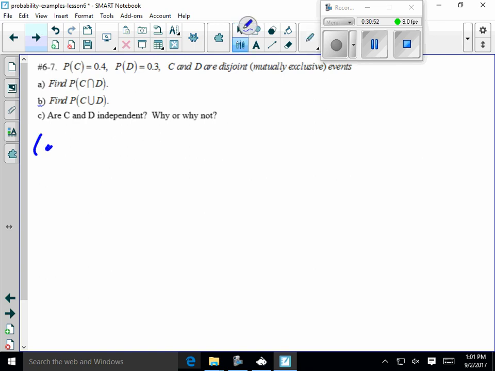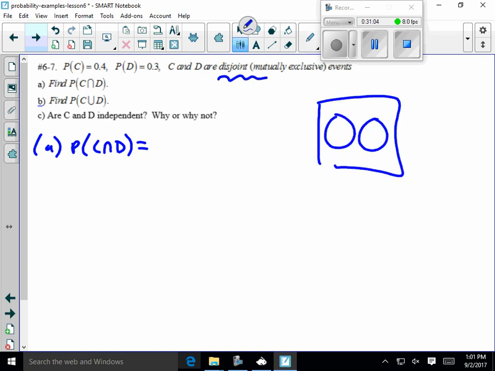A says, find the probability of C and D. Okay, by definition, disjoint means that there's no overlap, right? That means that C and D cannot be touching each other. This probability would be a probability of an overlap, but there's no overlap at all. So by definition, the answer to that is 0. Okay?